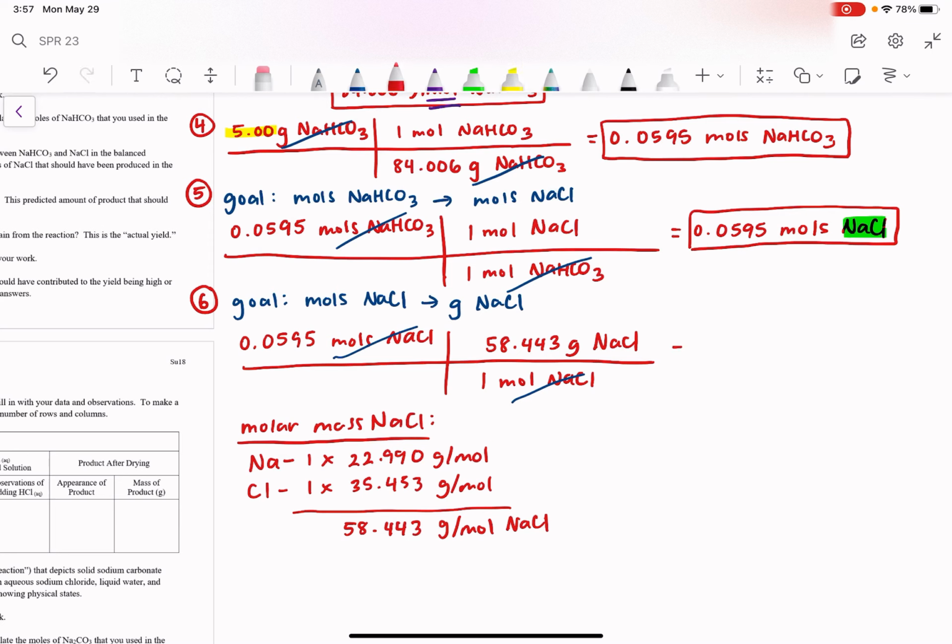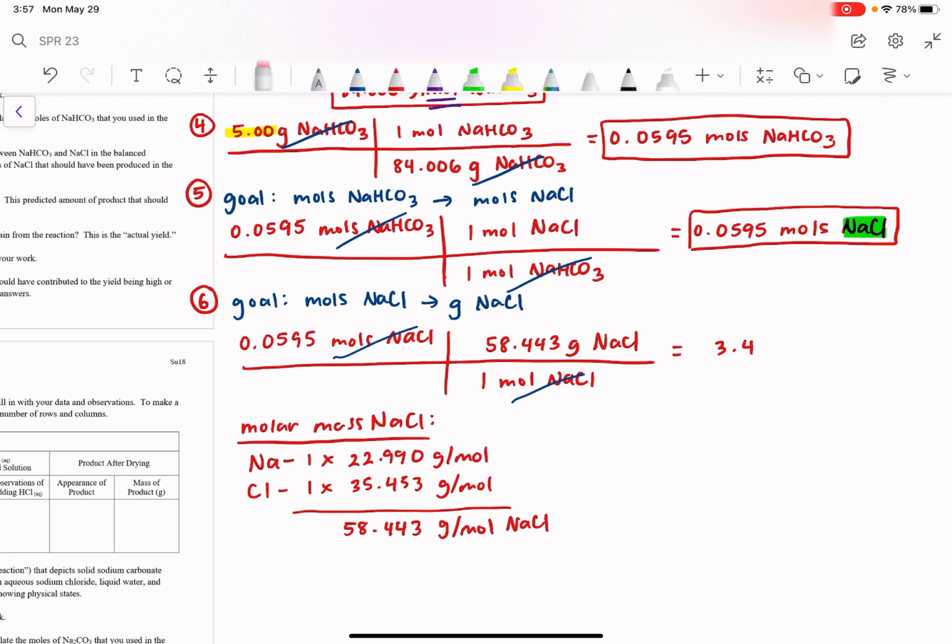All right, so let's do the calculation. We have 0.0595 times 58.443, and that's going to give us 3.48.